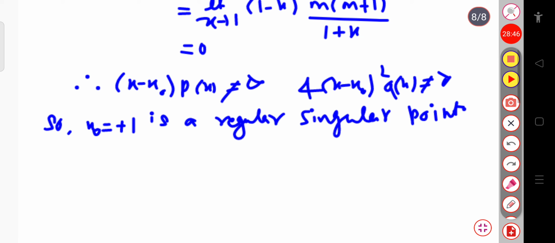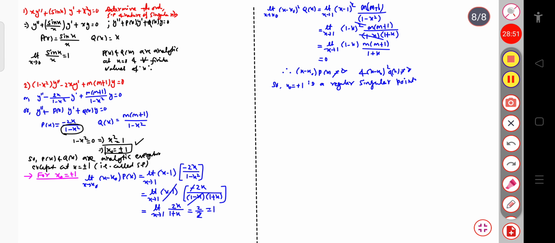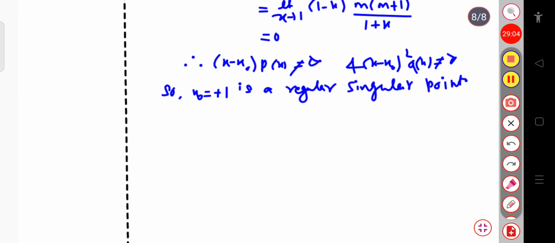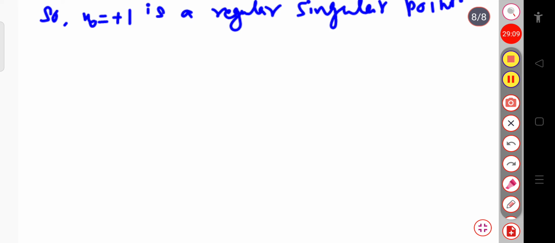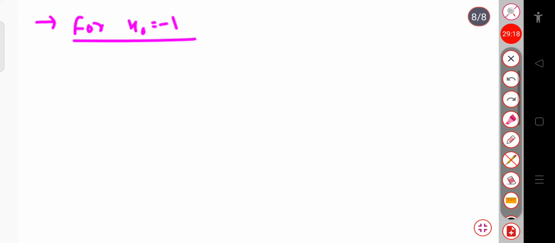Okay. Now similarly you can check for x equal to minus 1. You can see here we have two values, one is plus 1 and the other is minus 1. Here we have calculated for x equal to plus 1, which is a regular singular point. Now let me write for the second one, x naught equal to minus 1. Now you have to check for x naught equal to minus 1 whether it is a regular or irregular singular point.